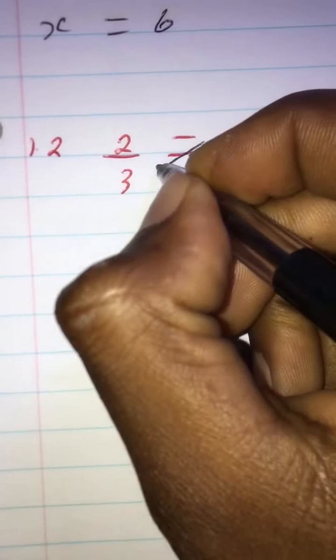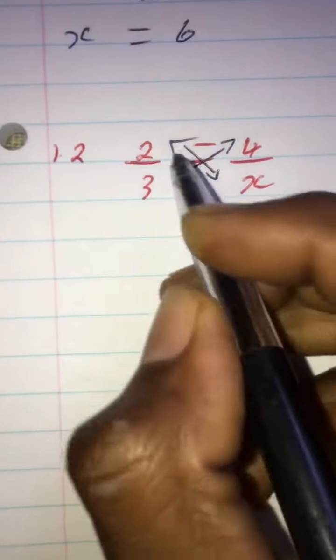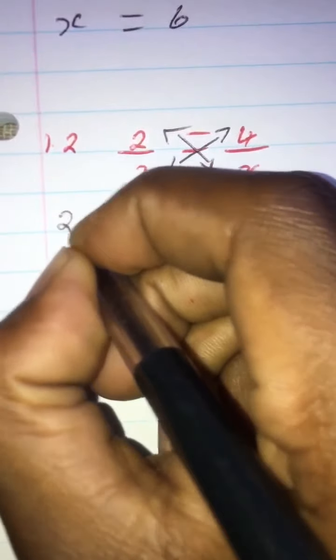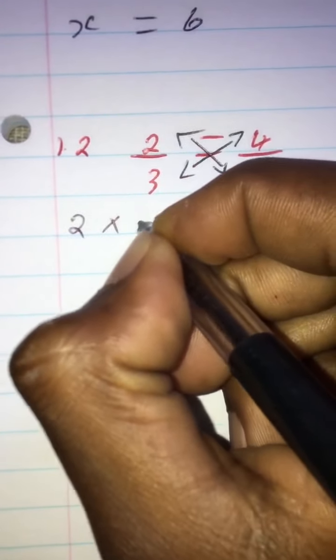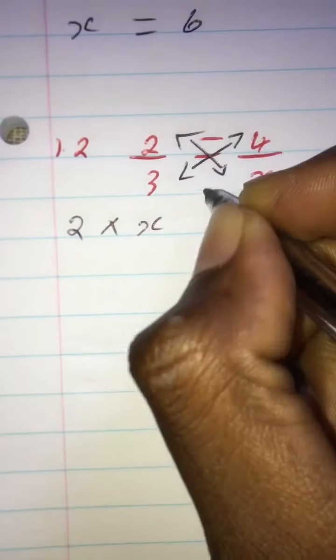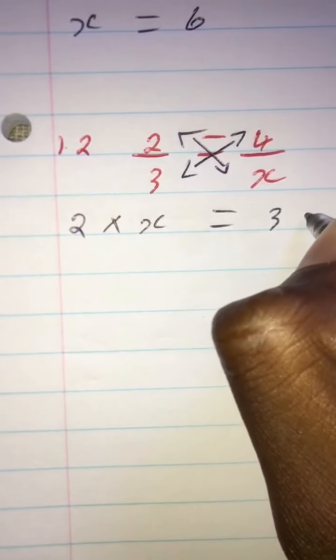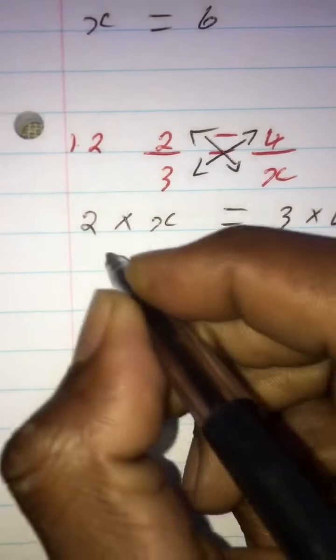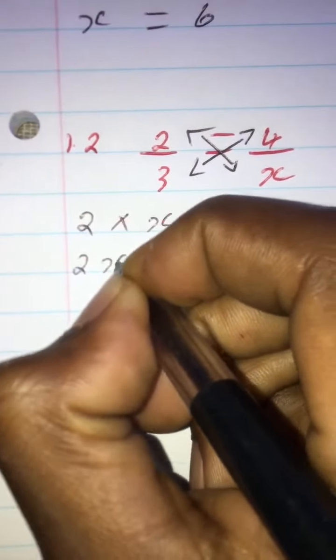Then on the second sum we will have to cross multiply. Now we have 2 over 3 is equal to 4 over x. Then we have 2 multiplied by x, which is equal to 3 times 4. Then we will have 2x is equal to 12.